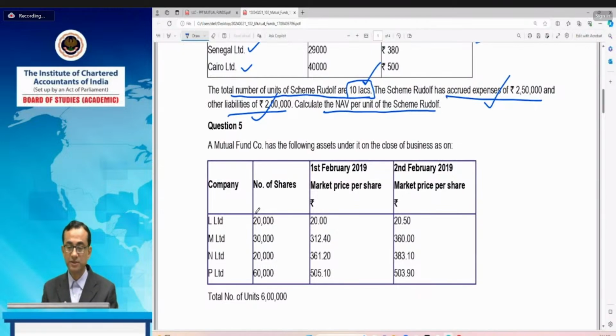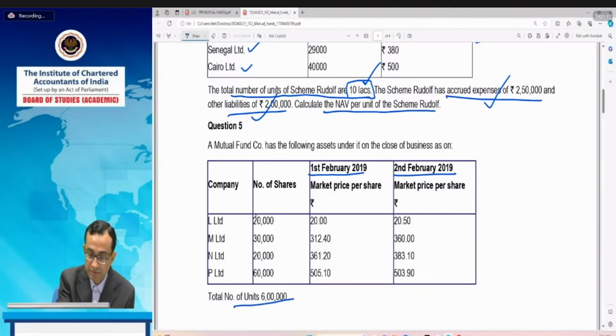Read the question carefully. A mutual fund company has the following assets on the close of business as on 1st February. You can observe that the market price of 1st February is given and the market price of 2nd February is also given. The question is almost the same as the previous one up to this portion. Number of shares are given, market prices for 2 days, 1st February 2019 and 2nd February 2019, are given. Okay, fine. Total number of units are given, 6 lakh.